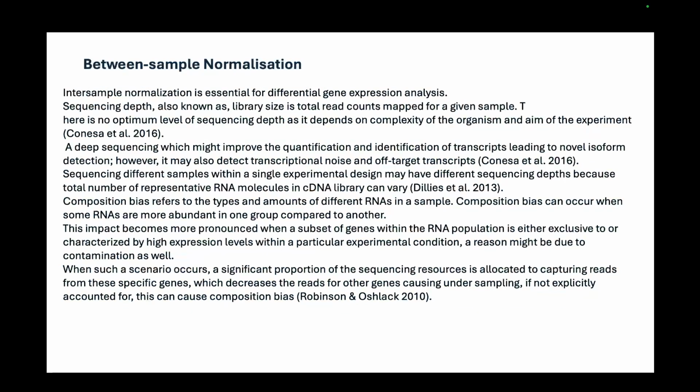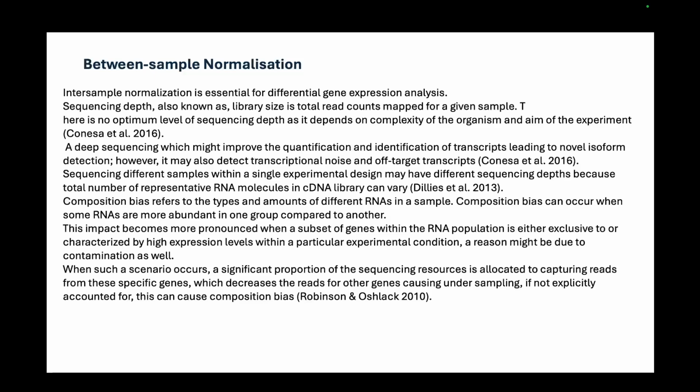Okay, so now we talked about within-sample normalization. Now there is also the concept of between-sample normalization. Inter-sample normalization is essential for gene expression analysis. Here you account for what is known as sequencing depth. Sequencing depth, also known as library size, is the total read counts mapped to a given sample. There is no optimal level of sequencing depth, as it depends on the complexity of the organism and the aim of the experiment. Deep sequencing might improve the quantification and identification of transcripts, leading to novel isoform detection. However, it may also detect transcriptional noise and off-target transcripts.